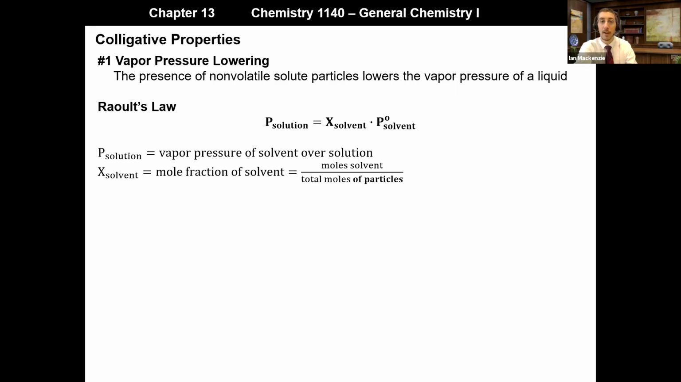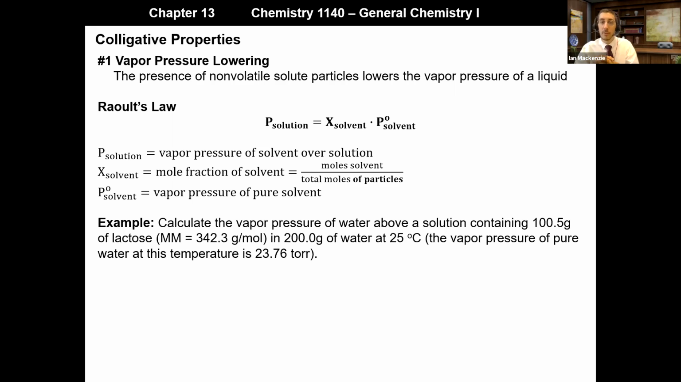X is the mole fraction of the solvent, and P0 solvent is the vapor pressure of the pure solvent with no solute dissolved in it. Let's do two examples to illustrate this.